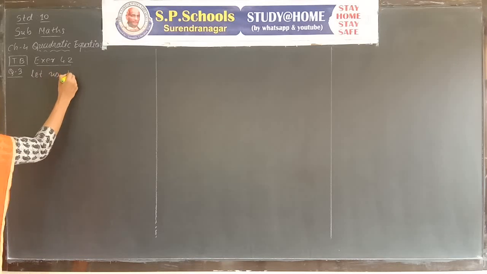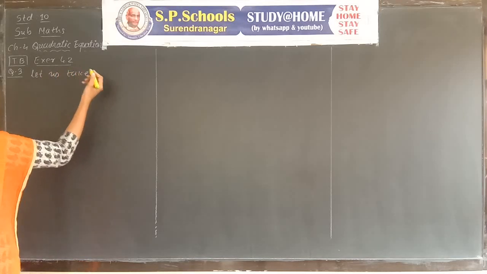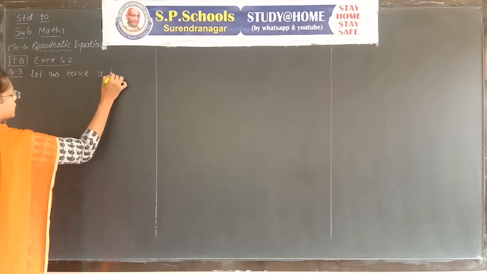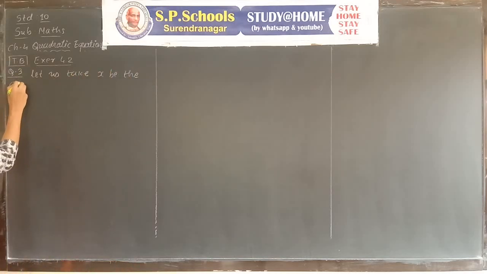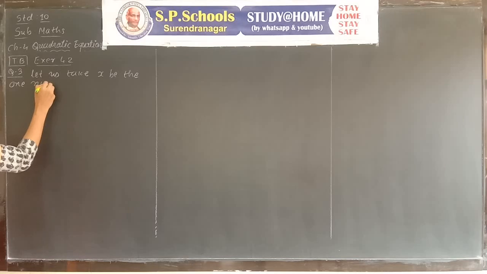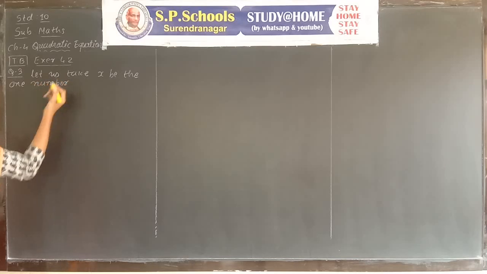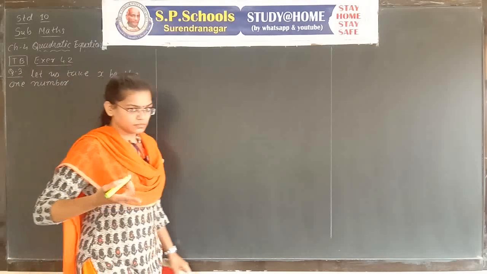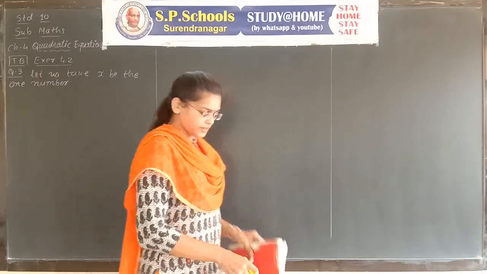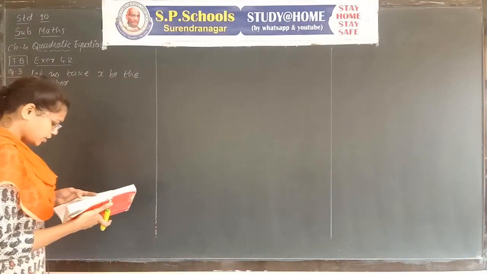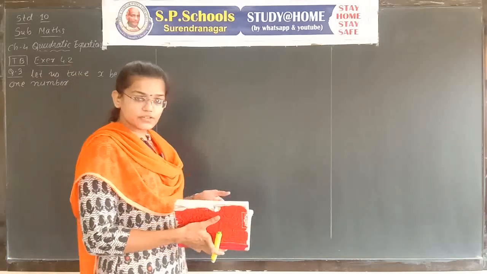Let us take x to be the one number. To obtain the other number, use one of the given conditions, either product or sum. We are using the first condition, the sum of two numbers is 27.